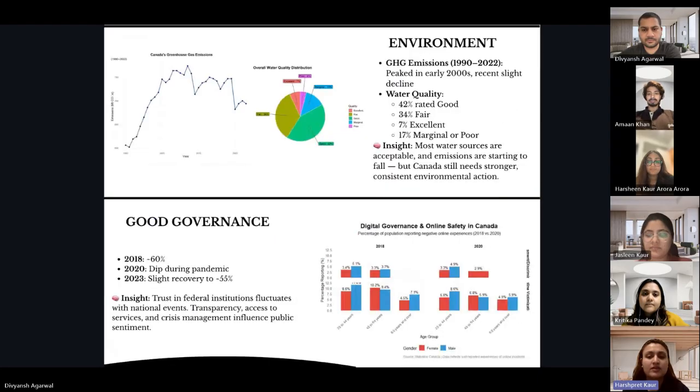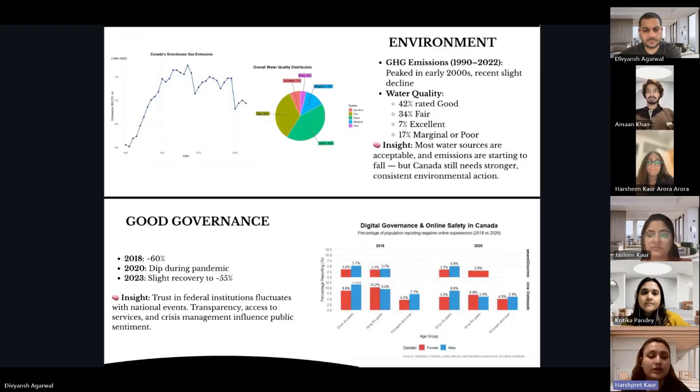We will be talking about the environment next. In the environment, I've taken two metrics, which are air quality and water quality, which are very important in determining the kind of life you will be having wherever you live. So, first up, let's look at the air quality of Canada.